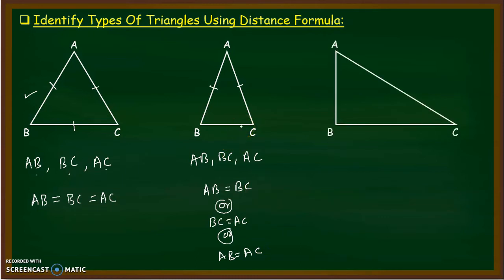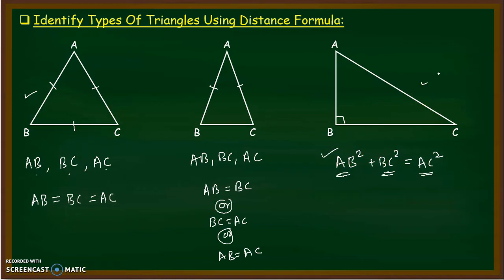The third type of triangle may be the right angle triangle. To check whether the points will form a right angle triangle or not, the property is that any right angle triangle will follow the Pythagoras theorem. So for this triangle we can say AB square plus BC square will be equal to AC square. The sum of squares of two sides is equal to the square of the third side. If the Pythagoras theorem is satisfied, then we can say it will form a right angle triangle.